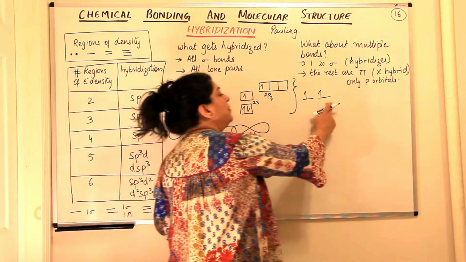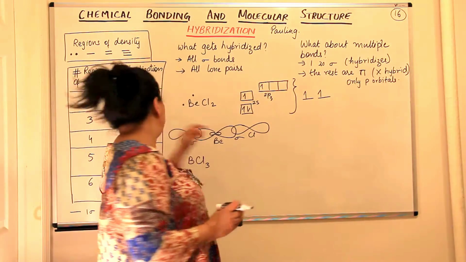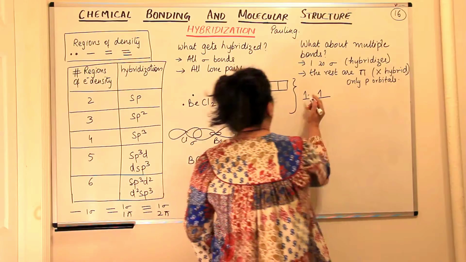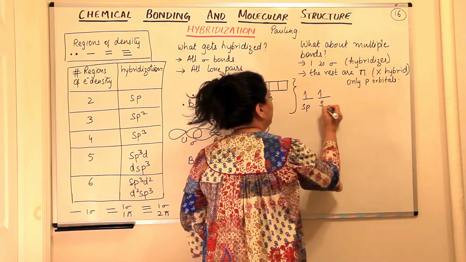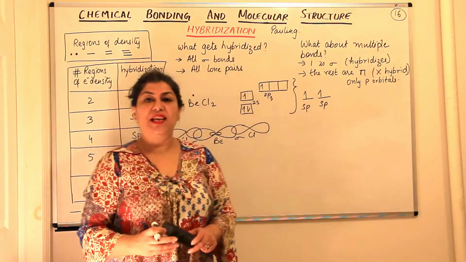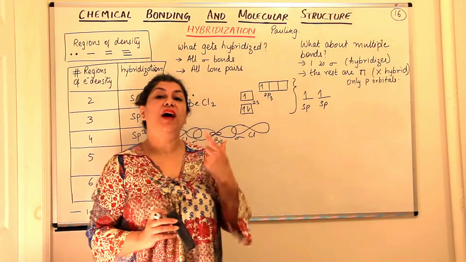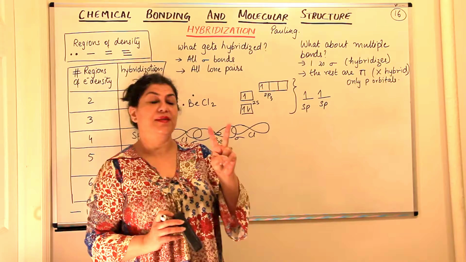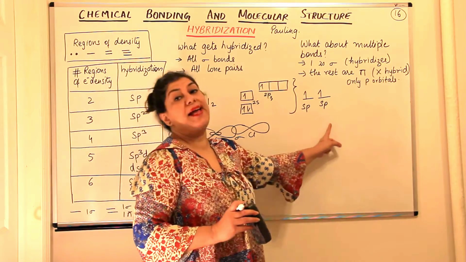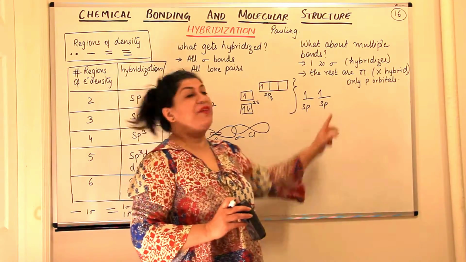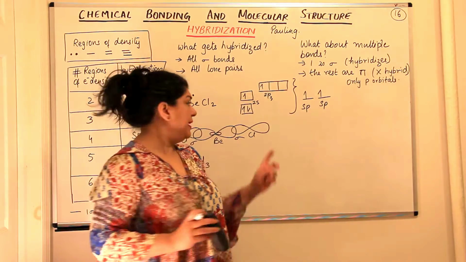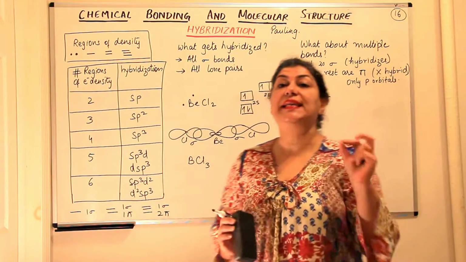What are these hybrid orbitals called? They are called by the same name. This is one sp orbital and this is the other sp orbital. Why do we call it sp? Because one s and one p orbital have combined together, have hybridized to give us two orbitals, that is sp and sp. Since they are identical, they have the same name, right? So this was the formation of BeCl2.